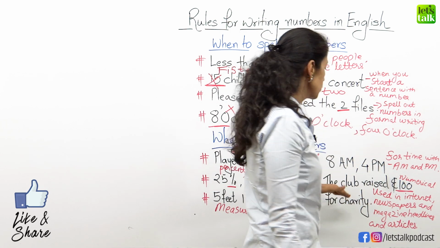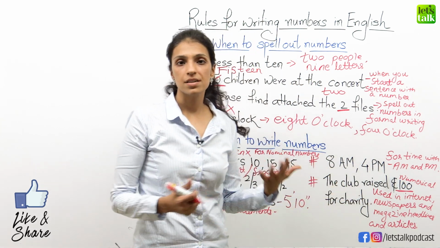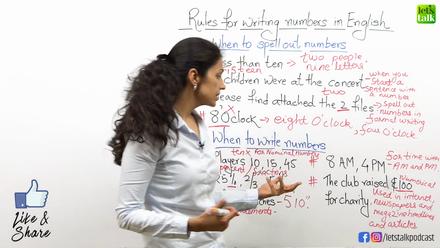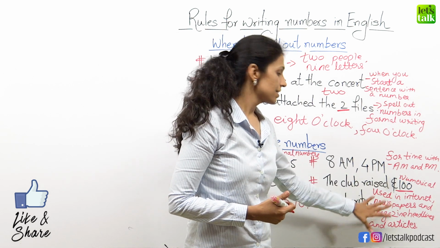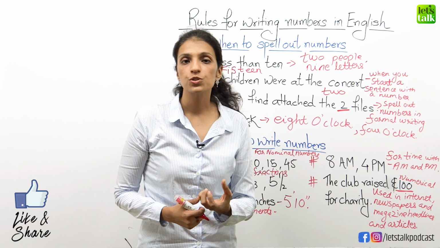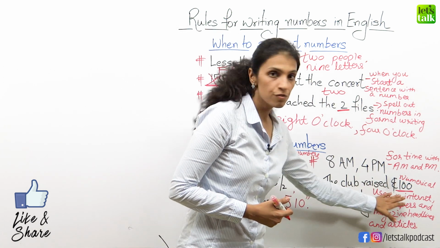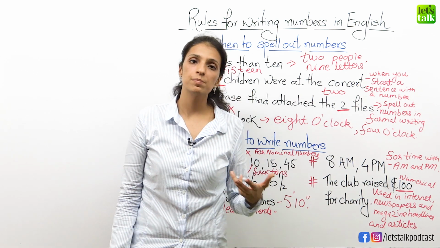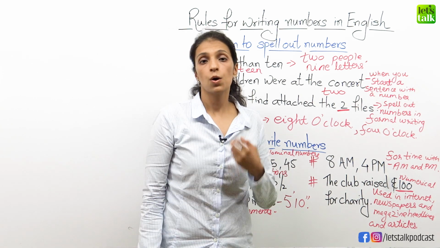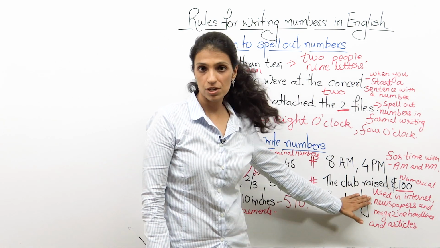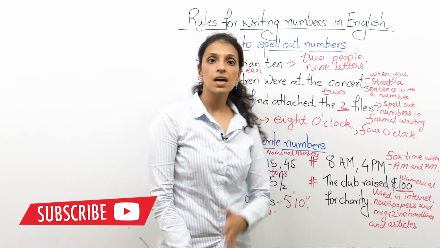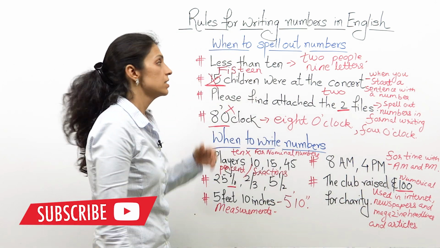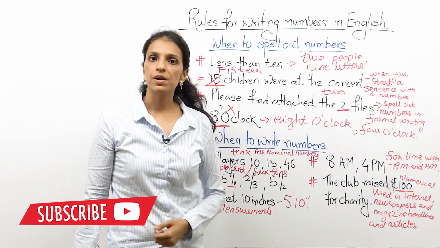And the last one is, well, newspaper, internet articles, and magazines, for their headlines and articles, they prefer using the numerical form of the number because it saves space and it is easier for people to scan out the information or know the exact figure you're talking about, right? So well, this is how we use numbers in writing, spelling them out and writing them in the numerical form.